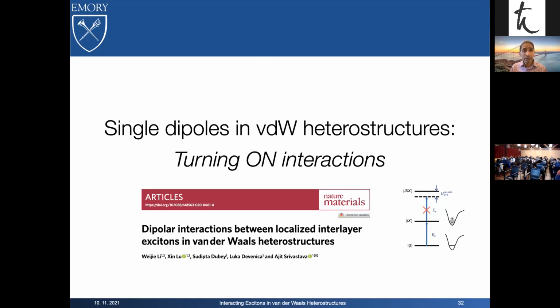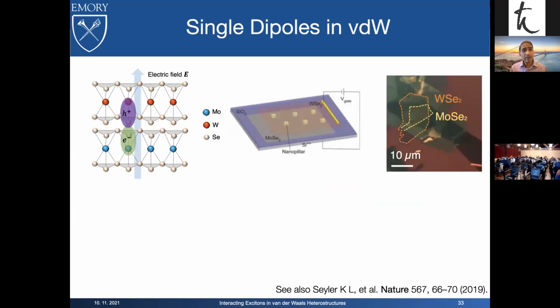So now we want to make these excitons interact. The first thing we did was to look at type 2 heterostructures of molybdenum and tungsten selenide, where the electron lives in the molybdenum layer and the hole lives in the tungsten layer. That's coming from the type 2 band alignment. So now, as you can imagine, the electron and hole are separated, which means you now have a permanent dipole moment, which will couple to the electric field, and you can tune its energy.